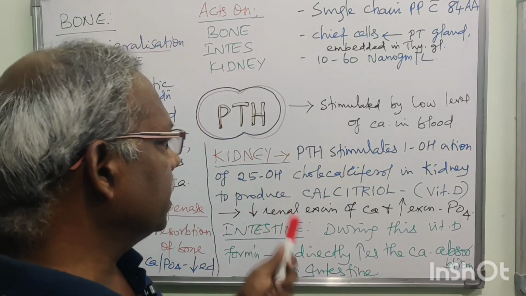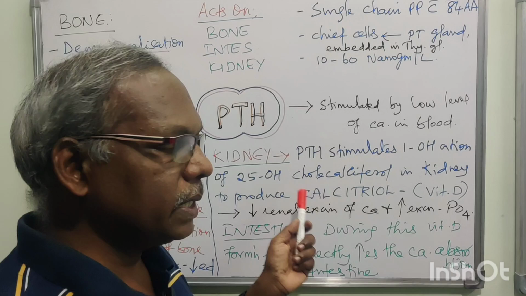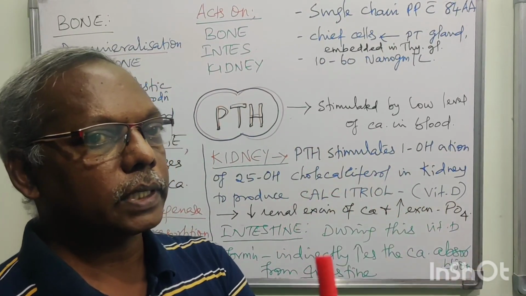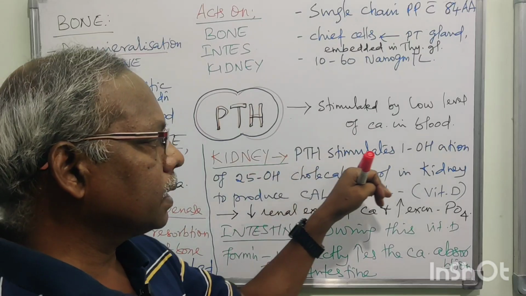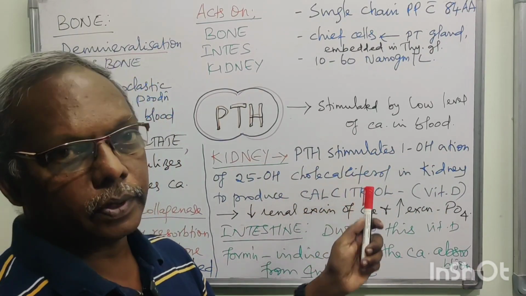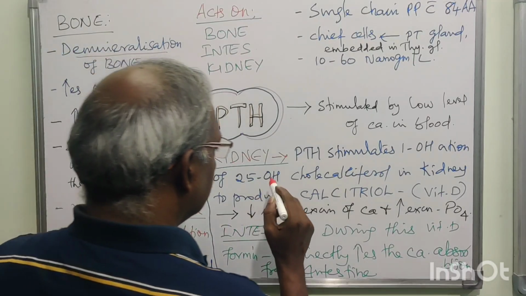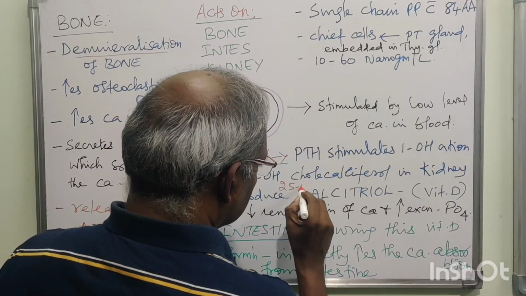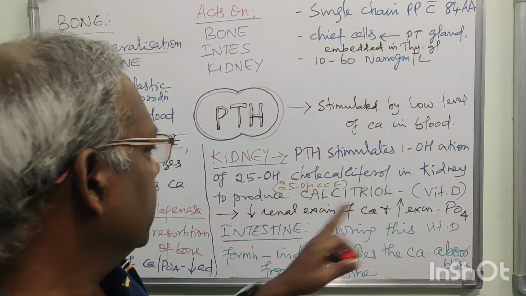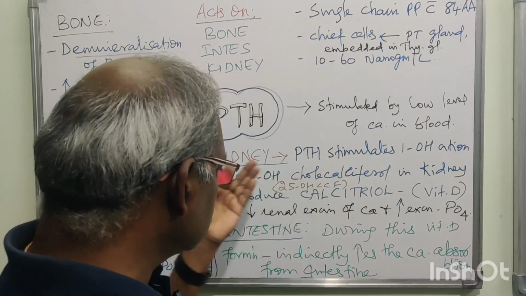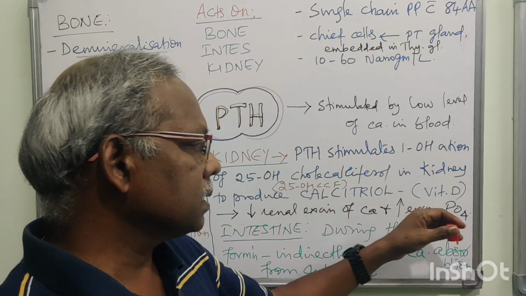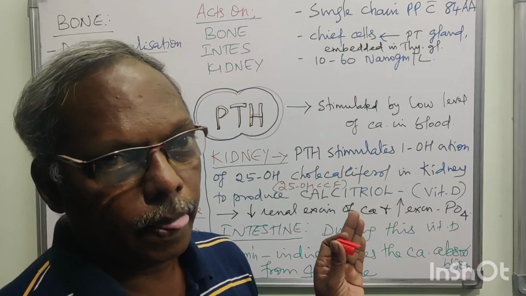Next, coming to the kidney, important mechanism is formation of calcitriol. That is, 2 hydroxylations occur, one in liver and another one in kidney. In kidney, the parathyroid hormone stimulates 1-hydroxylation of 25-hydroxycholecalciferol to produce calcitriol. This parathyroid hormone decreases the renal excretion of calcium and increases the excretion of phosphate, right?